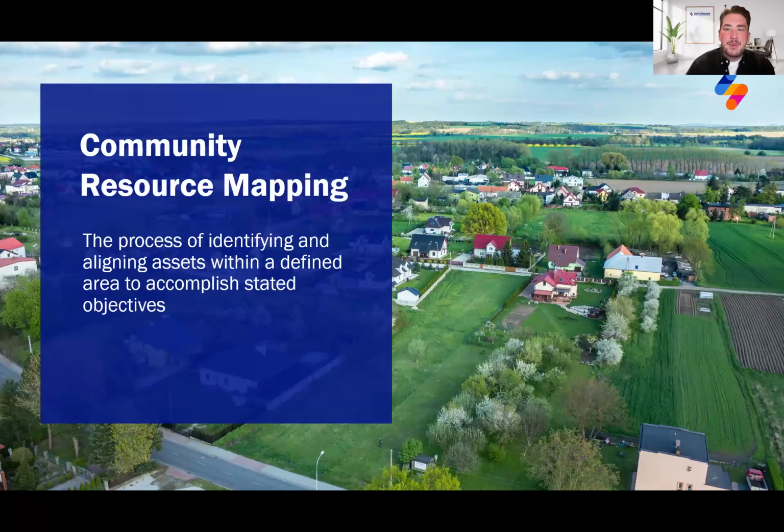What is resource mapping? Community resource mapping is the process of identifying and aligning assets within a defined geographic area to accomplish stated objectives. So it's more than just a contact list or a directory. Mapping means we first clarify our purpose, then systematically surface assets, and finally align them toward that purpose, closing gaps, reducing duplication, and strengthening pathways. Done well, the result is a living shared tool, not a stale spreadsheet, used by providers and, where appropriate, directly by clients.